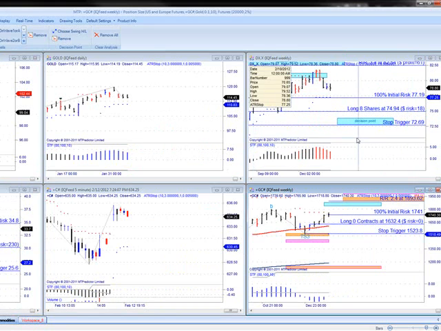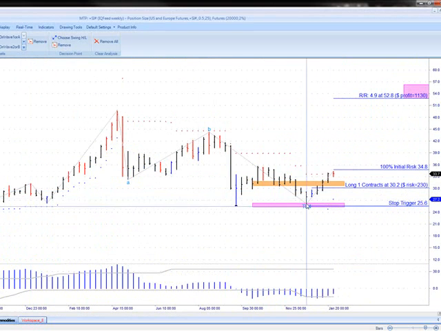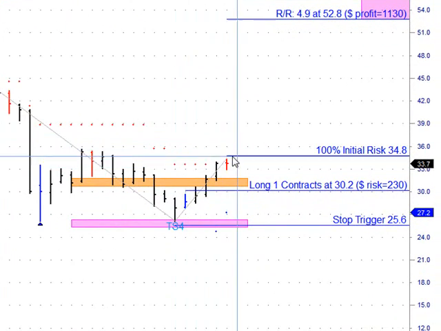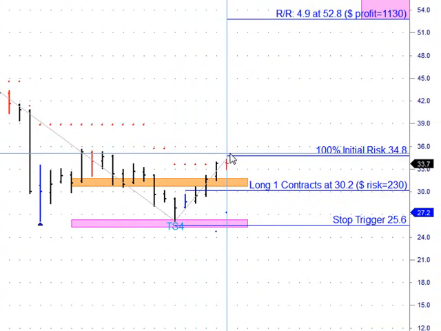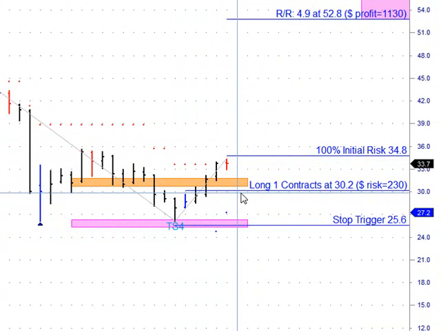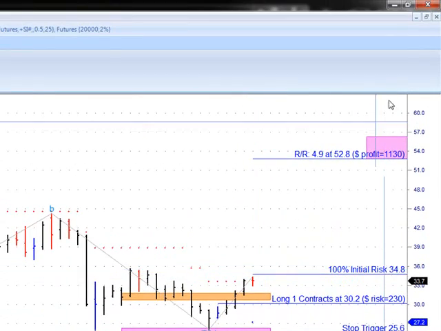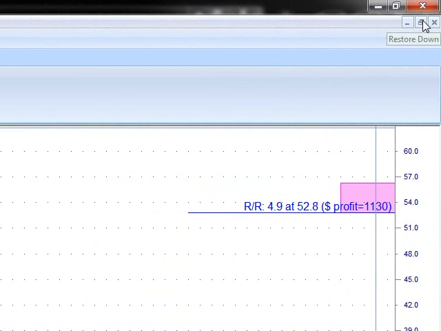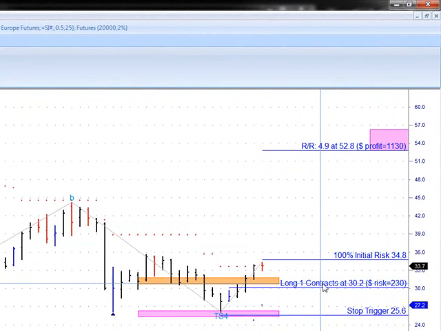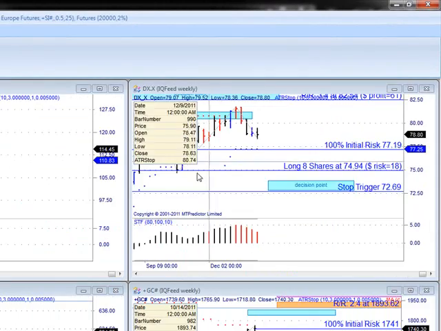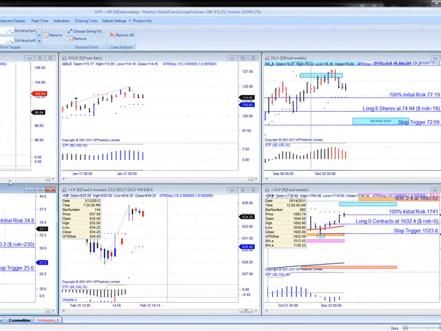Pretty much the same for silver. The silver weekly long there, just shy of the 100% initial risk line, but since gold has hit its 100% initial risk line, if you wanted to move your stop to your entry there at 30.20 in silver, you could do that based on where gold is. And we'll see if we can get to that 100% initial risk line at 34.80 tomorrow or sometime this week in silver before we get a pullback to 30.20, in case we get a pullback to 30.20, I should say.